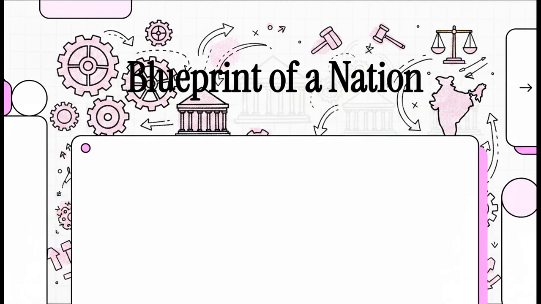Today, we're unpacking something absolutely crucial, the blueprint of a nation. Specifically, we're looking at the Directive Principles of State Policy, or the DPSPs, in the Indian Constitution. If you've ever wondered what actually guides a government when it sits down to frame a new policy or draft a law, well, you're in exactly the right place.